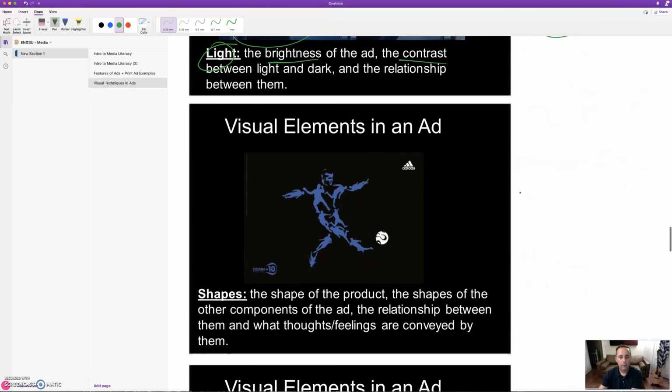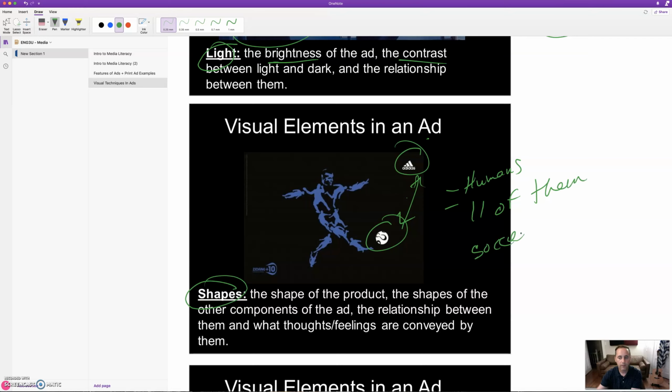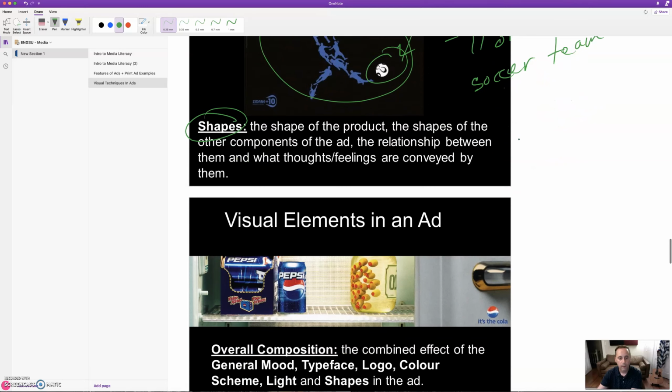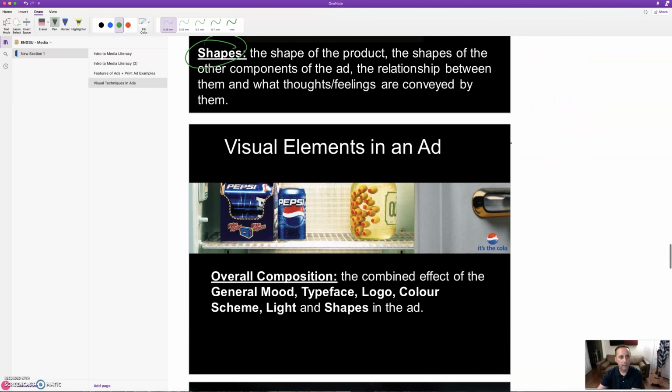Okay. This one's neat in terms of shapes. So we got a soccer ad. We got Adidas, guy playing soccer. So the connection with the white. And what are the actual shapes? Well, they're humans. And there's 11 of them. And that makes a soccer team. You need that exact number for a soccer team. And all those humans together make one guy, one human. So what are they saying? Teamwork. Right?